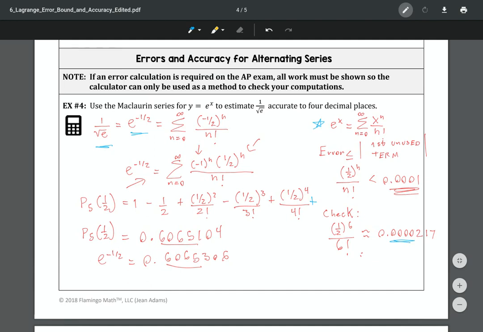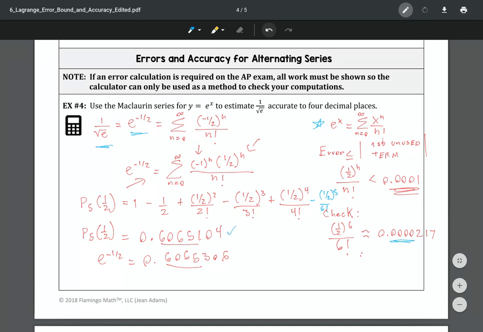The 5th one right here. That's a minus because that's an alternating series. So that's a minus 1/2 to the 5th over 5 factorial. All right, so that's what I have. And then when I do that, now notice I'm not going to go beyond that because I know that's going to give me the estimate accurate to 4 decimal places, which is what I got here.